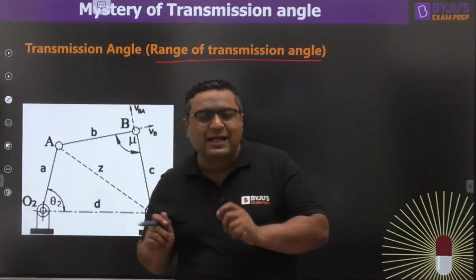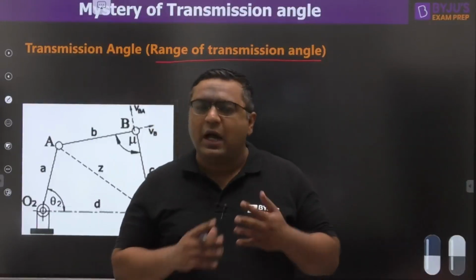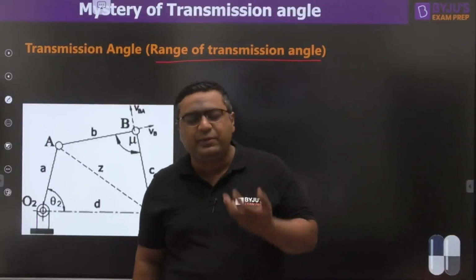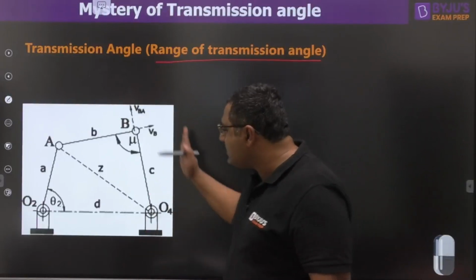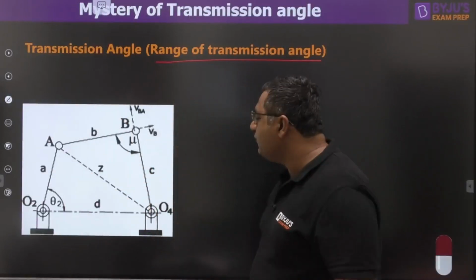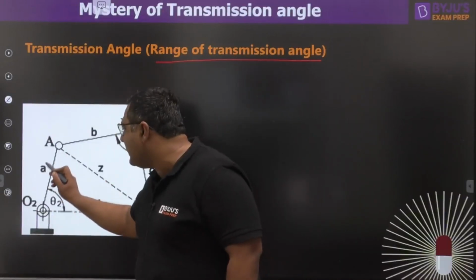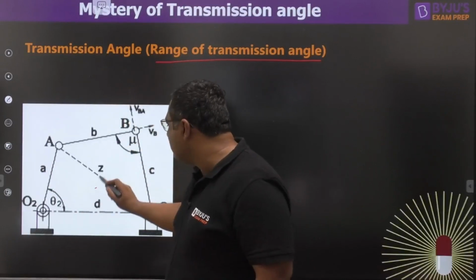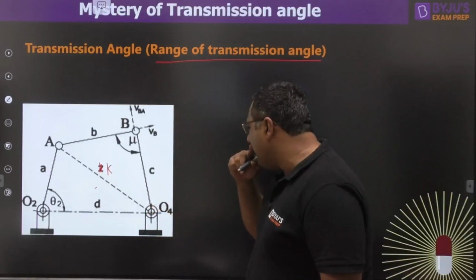The transmission angle value tells us about the quality of a simple 4-bar mechanism. How it is quality, I will tell you after some time in this session only. So if you see, this is a simple 4-bar mechanism in front of you. For simplicity, this OA is the crank, the sides are denoted as A, this is D, this is C, and this is B. I am taking this AO4 as K.